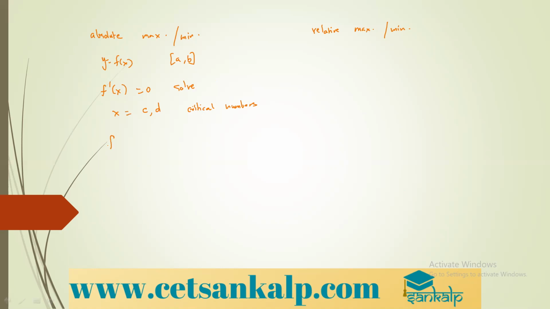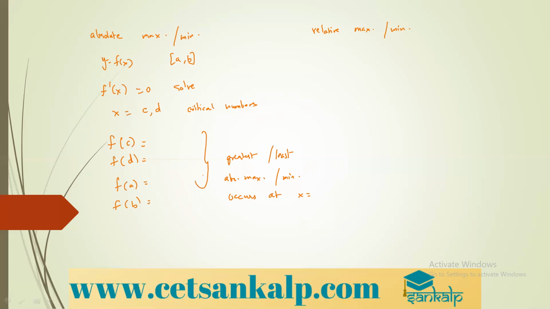Now, in the function, you have to put the critical numbers c, d, and also the ends of the interval a, b. Depending on the greatest or the least value you get here, on that basis, we can select absolute maximum or minimum occurs at x equal to some value.